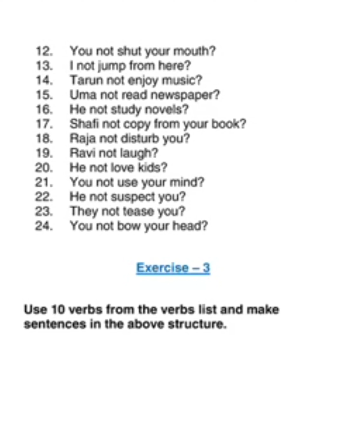Again the next is he not suspect you. Doesn't he suspect you? 23rd, they not tease you. Again with they you get don't. Don't they tease you? 24th, you not bow your head. Don't you bow your head? So that completes our understanding in a simple manner with a lot of practice. Simple present tense, negative questions. And this is very important, but as you see now, it's very, very simple.